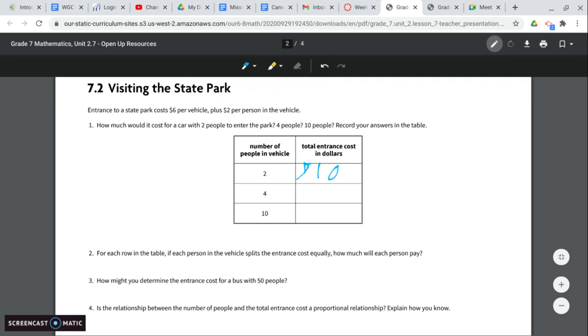That will give us $10. Now, if there's 4 people in the car, we know we've already got the 6, and we know with 2 people, it gets us 10. So another 2 people added to that is another $4, so it's 14.